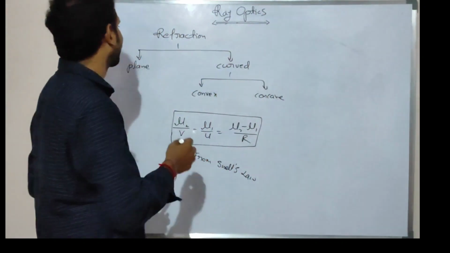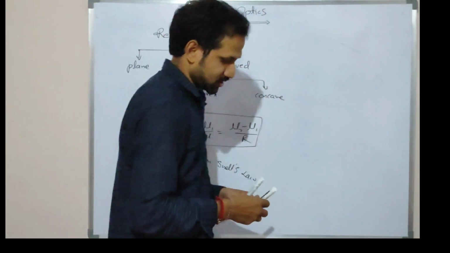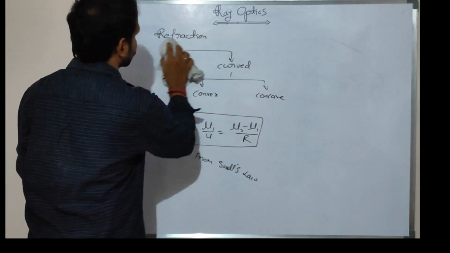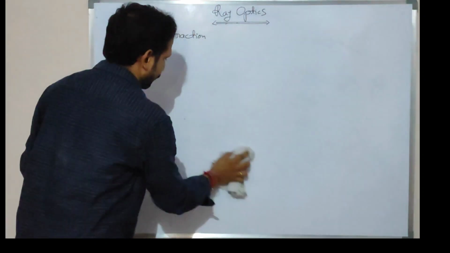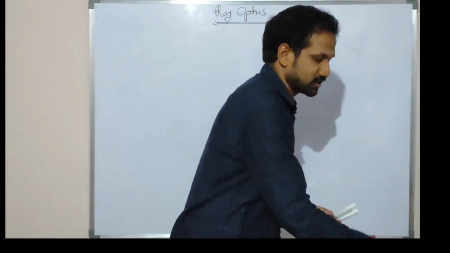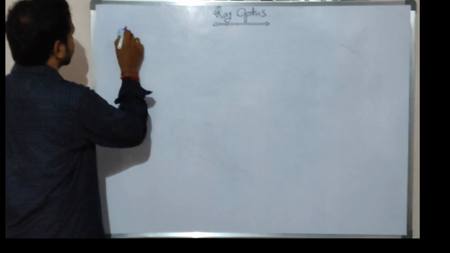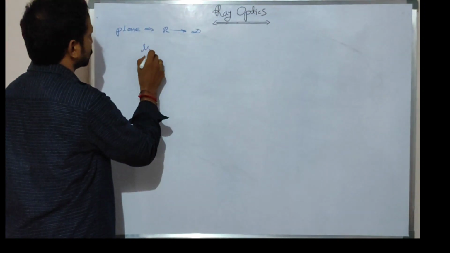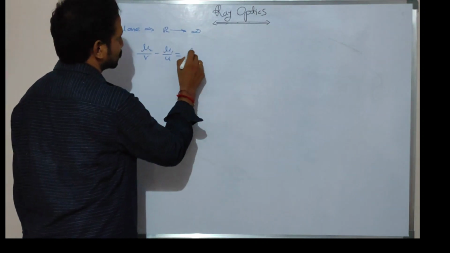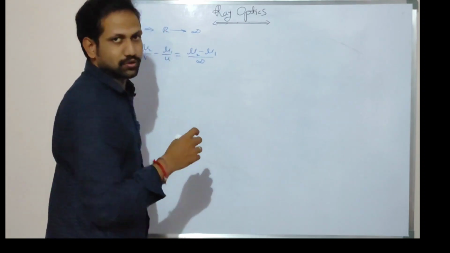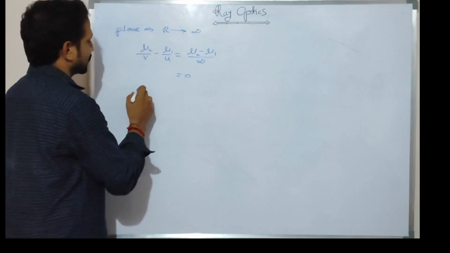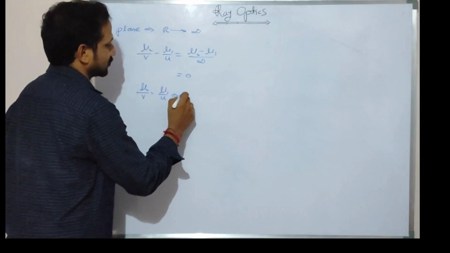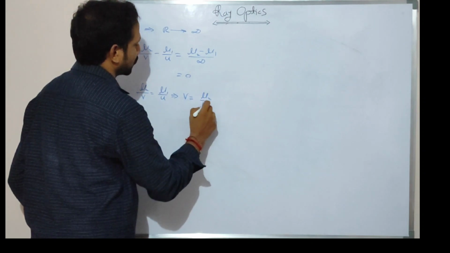Let us go into the first, the easiest part, which is the plane interface. Generally, for NEET level problems they will ask you plane interface cases only. The difference between a plane interface and a curved interface mathematically is very simple. For a plane interface the radius of curvature is infinity. So the formula turns out to be mu2 by v minus mu1 by u equals mu2 minus mu1 by infinity. You know that something by infinity equals 0. From here we can rewrite this as mu2 by v equals mu1 by u. Otherwise, v equals mu2 by mu1 into u.